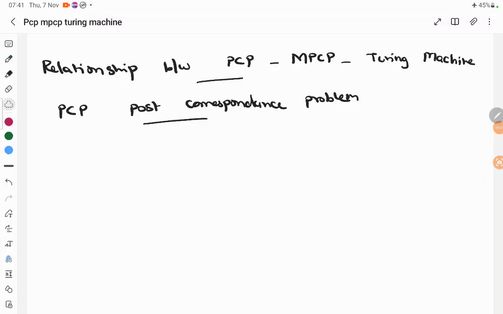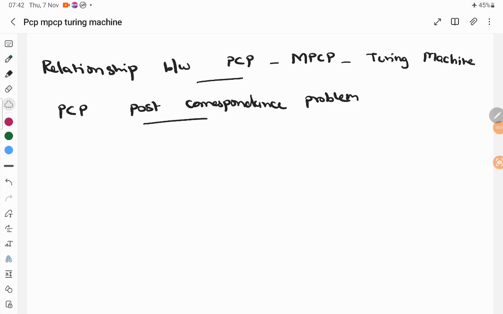Hello everyone. In today's session, we are going to discuss the relationship between PCP, Post Correspondence Problem, Modified Post Correspondence Problem, and Turing Machine. Okay, so we'll be using a lot of conversions, like a conversion from PCP to Turing Machine to PCP, and PCP to MPCP and all. Okay, so why do we need all this, and what is the relationship between PCP, MPCP, and Turing Machine?